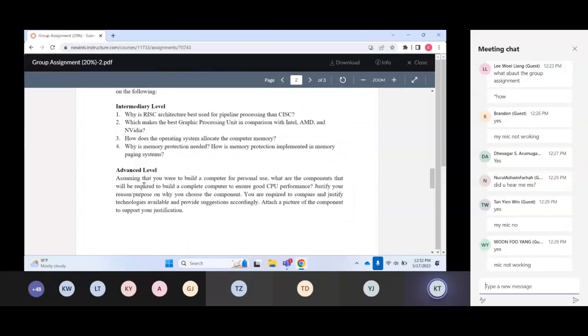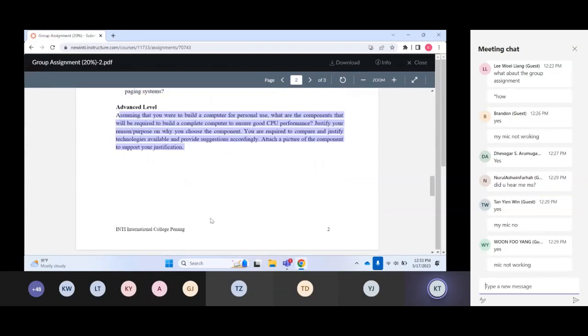Same goes for the advanced level. It looks very easy to build a computer. I can just list components like a motherboard, RAM or something like that. That's it. But if you want to come to a final conclusion, you should do a comparison. You should compare and justify what technologies are available. And then you give me a final conclusion that this is the best among all that is available in the market, something like that. So that is what you're supposed to write.